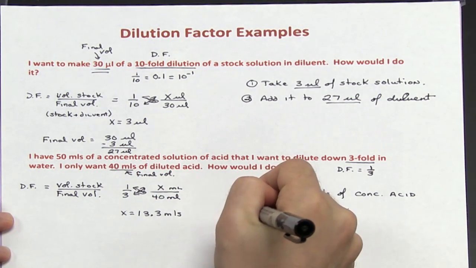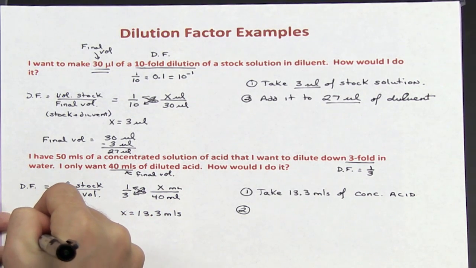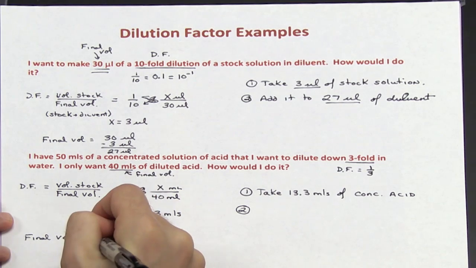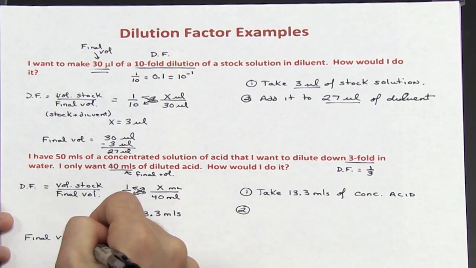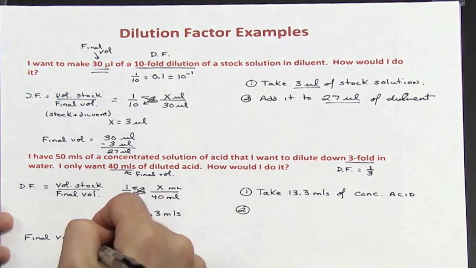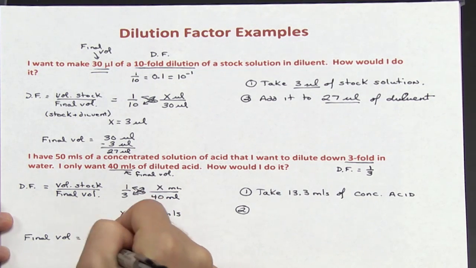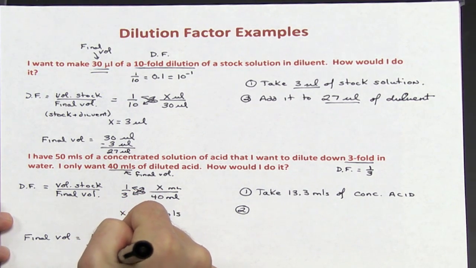I now need to figure out how much diluent to use. To do that, we go back again to our final volume. The final volume desired for this solution is 40 mils. I subtract how much of the stock I am taking. That's 13.3 mils. And when I do that subtraction, I get 26.7 mils.